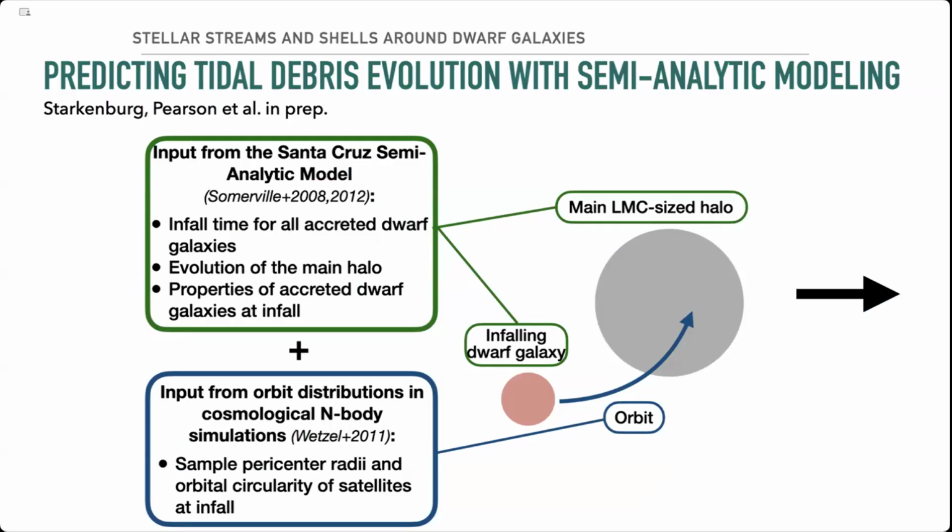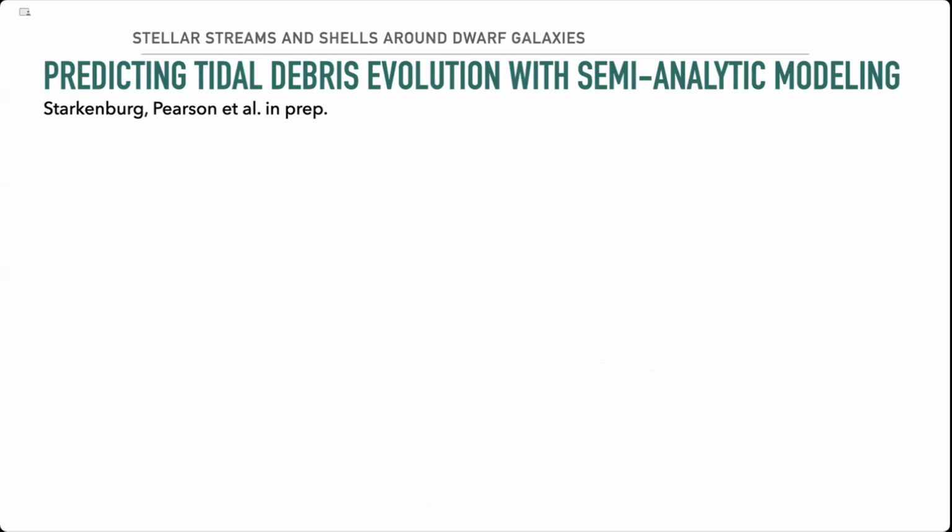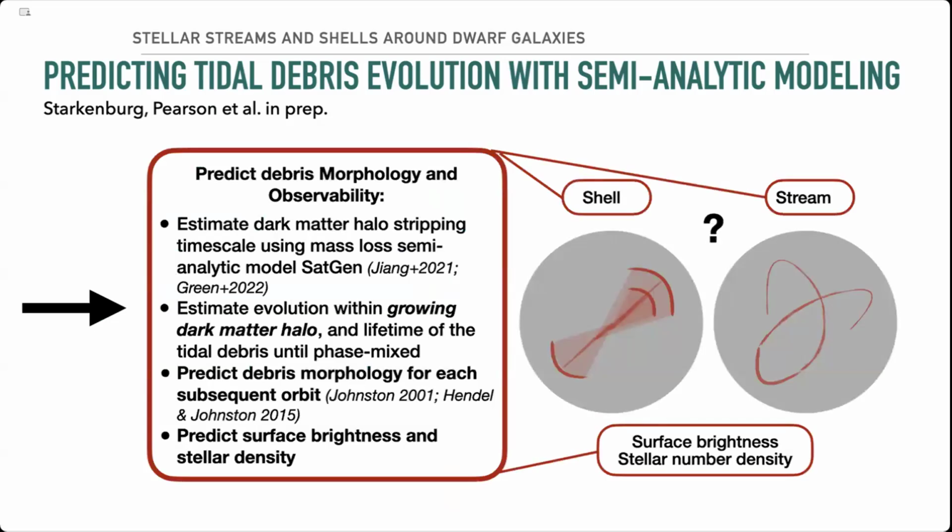We can sample orbits from cosmological simulations and make sure to sample the distribution well. And so then we know when a satellite falls in what its orbit is. We can do detailed orbit evolution and model the stripping of the dark matter halo using the semi-analytic model called SatGen. And then what we do additionally is estimate the evolution of the orbits while the parent halo is growing and evolving, and then predict what the lifetime of the tidal debris would be.